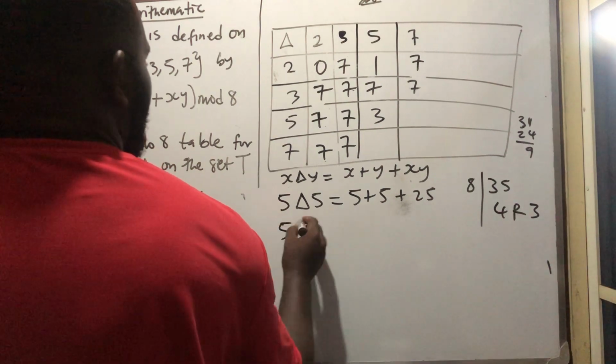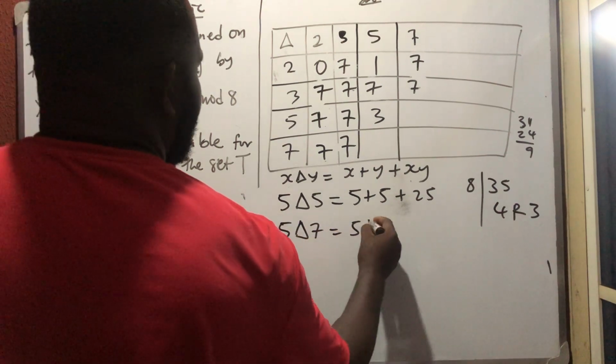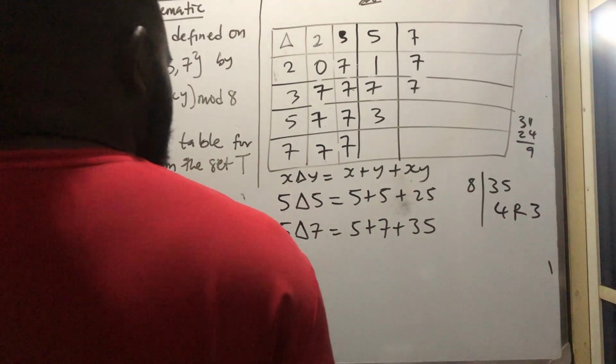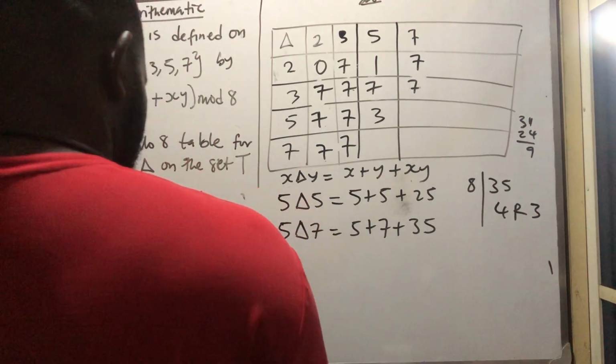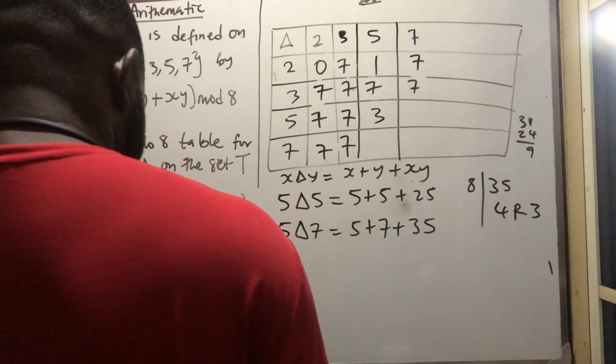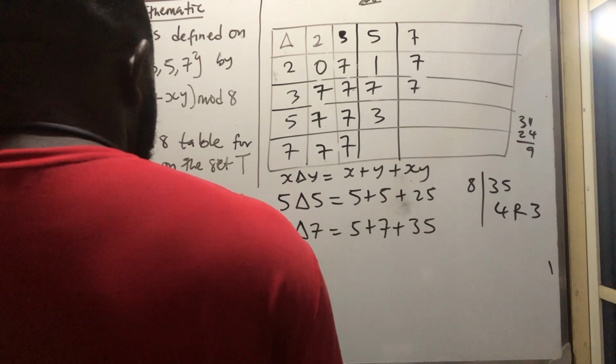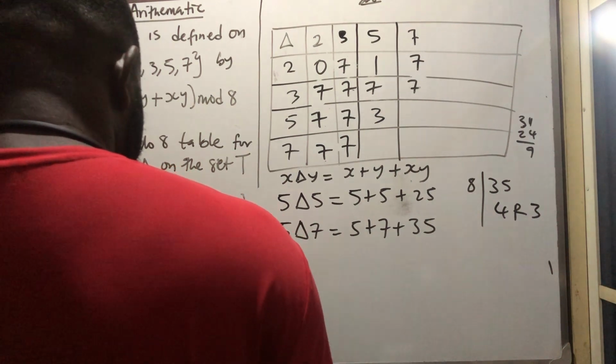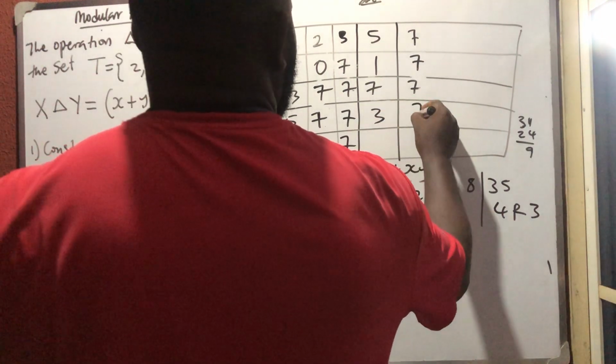So now 5 operating on 7 will give you 5 plus 7 plus 35. So that is 47. So 47 divided by 8, I'm having 5, minus 5 times 8, remainder 7. So I'm having 7 here.